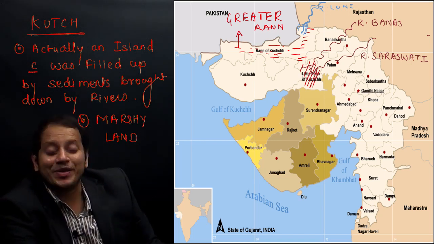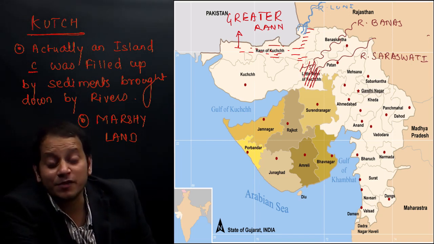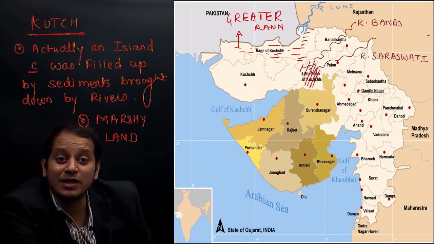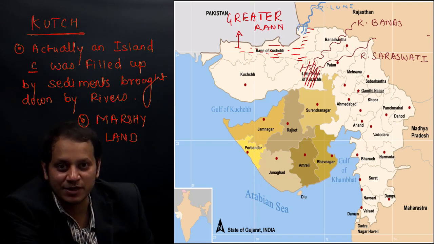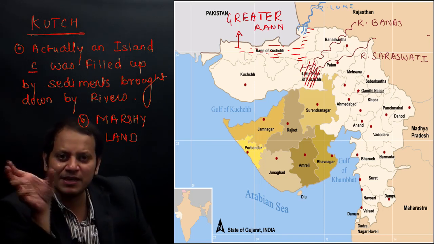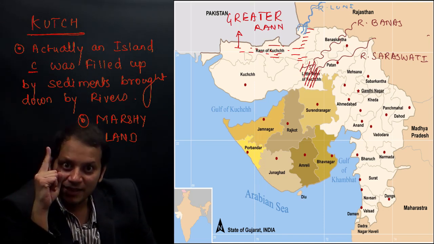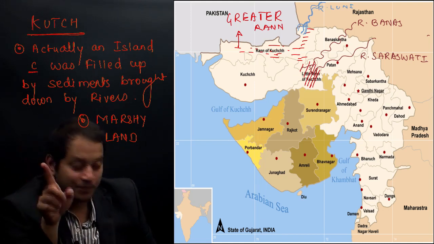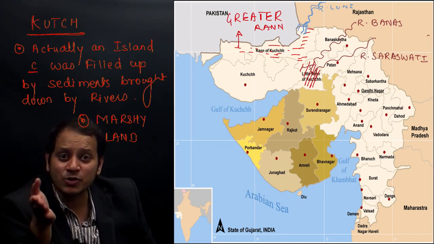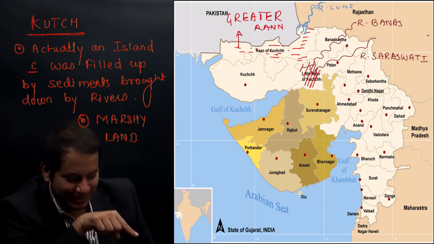So, you may have some questions. If the question comes in the examination, in which area does river Luni drain? In the Run of Kutch. If they ask you specifically in the Greater Run or Little Run, it drains to the north near the Pakistan border. So Greater Run. Where do the river Banas and Saraswati drain? Specifically in the Little Run.